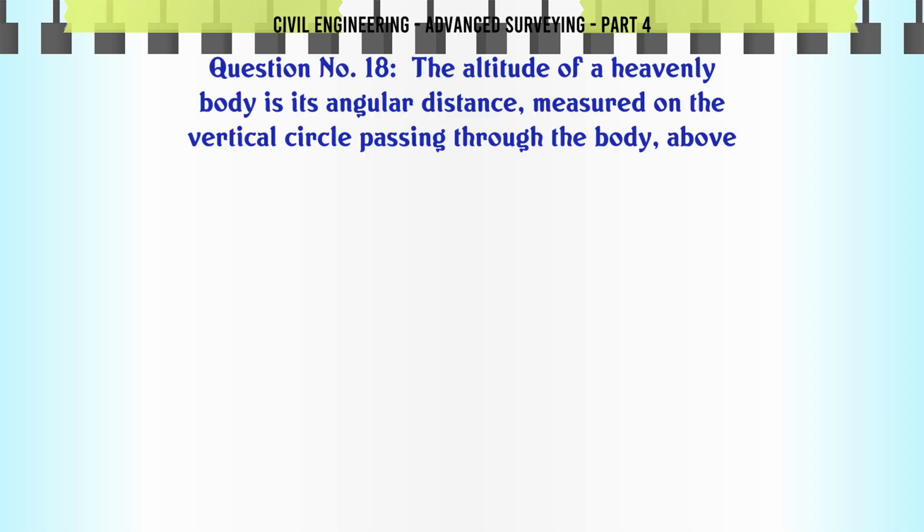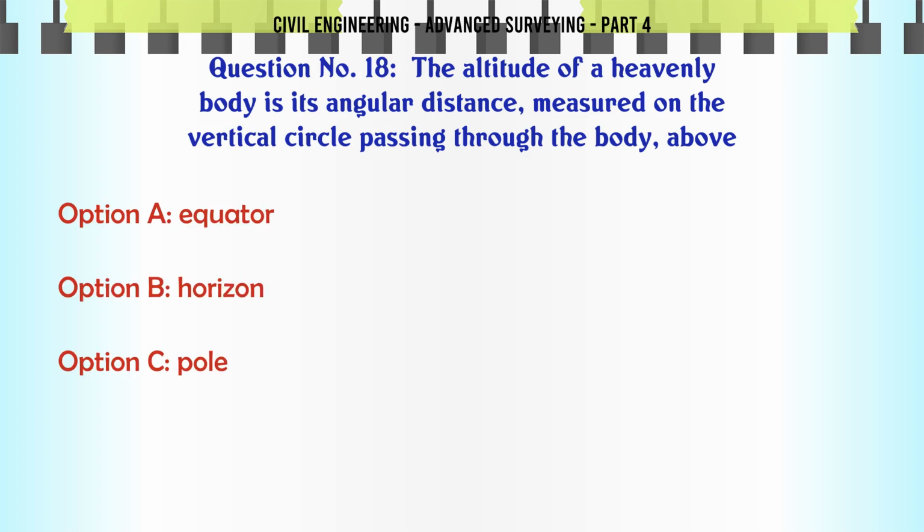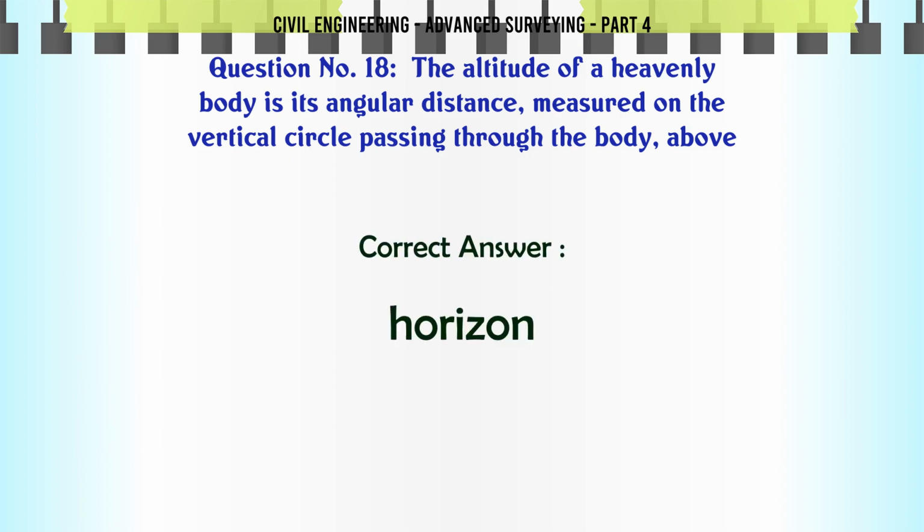The altitude of a heavenly body is its angular distance measured on the vertical circle passing through the body above A. Equator, B. Horizon, C. Pole, D. None of these. The correct answer is horizon.